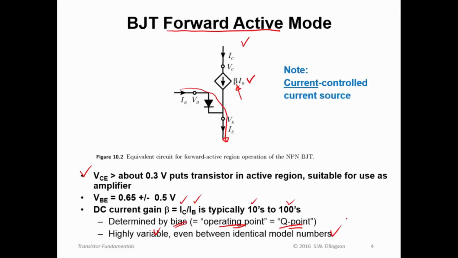An important note here is that the BJT works like a current-controlled current source, right? In other words, as indicated here in the forward active mode, the collector current depends on the base current through this value beta. So as we change the base current, the collector current changes, and this is how we get amplification in the RF amplifier application.